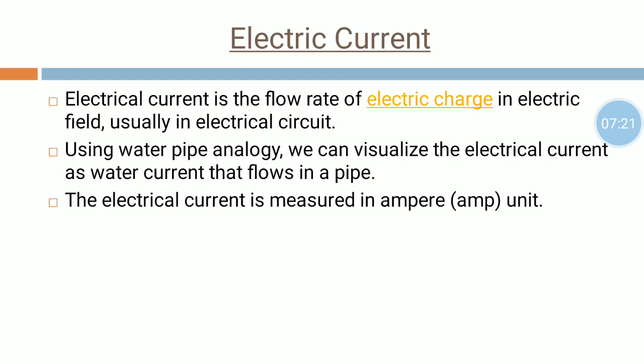And the electric circuit is considered as that water tube. When the water starts flowing through that tube, it means the electric current, the electric charge, is flowing through the electric circuit. By this comparison you can visualize the flow of electric current. The electrical current is measured in ampere, AMP. So the unit of electric current is amperes.